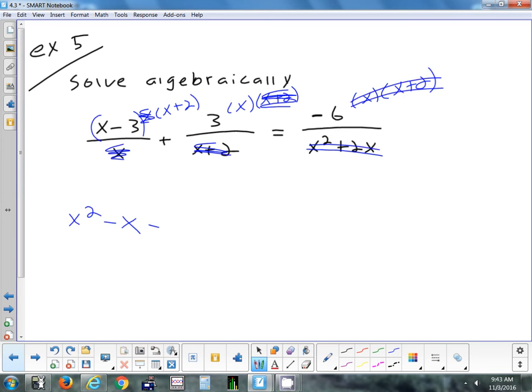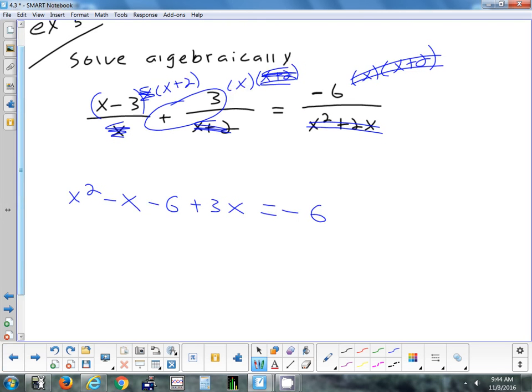So a +3x, not much you can do there. And what's on the other side? -6. Now, what's going to happen when I add 6 to the other side? Yeah, it's going to cancel out. That's 0. So now that my constant's gone, that means I don't have to use quadratic formula. I'm only going to have an x squared and an x term. So x squared plus 2x equals 0.